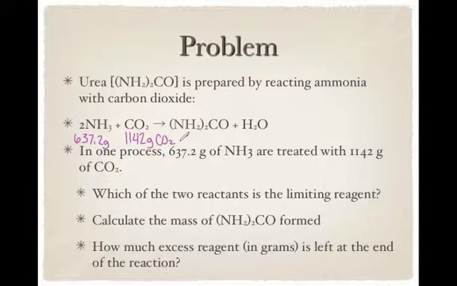The way I do it, and I honestly can't remember how your book does it. But the way I do it, and if you follow and read the book and like the way the book does it, you'll get the same answer. It doesn't matter. I choose one of the reactants. So which reactant do you want to start with? The smaller one? Okay. So we have 637.2 grams of ammonia.